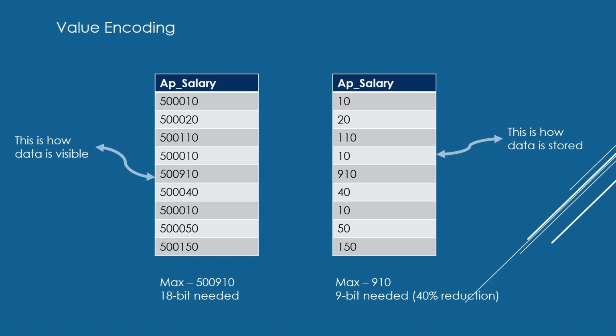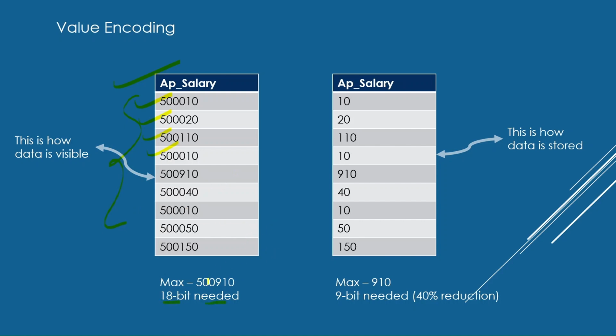Let's discuss how value encoding stores the data. This is a very simple example, but Power BI could do a very complex value encoding process. For learning purposes, I have just used very simple encoding functionality. Suppose this is the AP salary column, and this is the value which is stored in this column. This data will be visible like this only, and a maximum of 18 bits is needed.